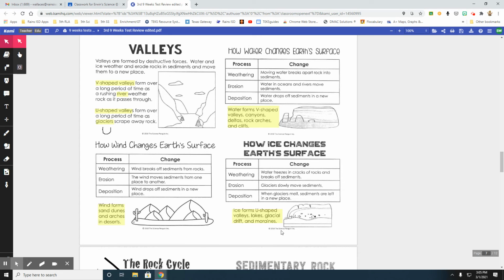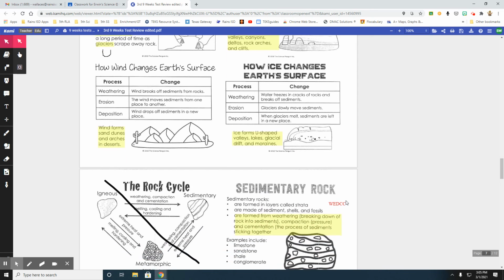Ice, we know, is going to form U-shaped valleys. It can also carve out areas that later become lakes or glacial drifts. And then moraines, this is that interesting word. When this glacier is moving down, it's dropping all these sediments off, and it actually forms these odd looking hills kind of at the bottom of the valley. And that's what's called moraines. Okay, so take a look at those 3 slides so you can understand how your wind, water, and your ice are going to change the surface of the earth.